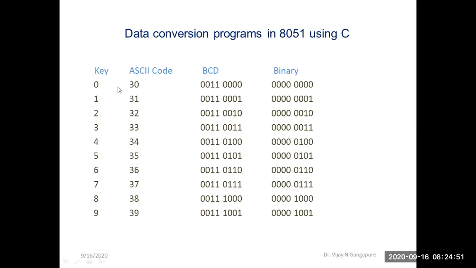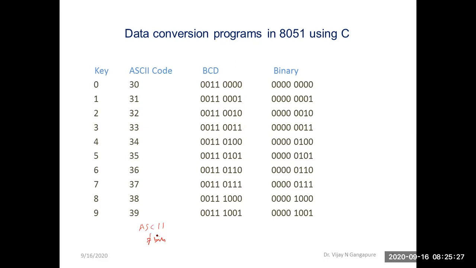So 0 has ASCII code 30. ASCII means American Standard Code for Information Interchange. ASCII code is normally of 7 bits. Another type of code, developed by IBM, is also there, and that is EBCD code. ASCII code, American Standard Code for Information Interchange, is one standard, and it is 7 bits.